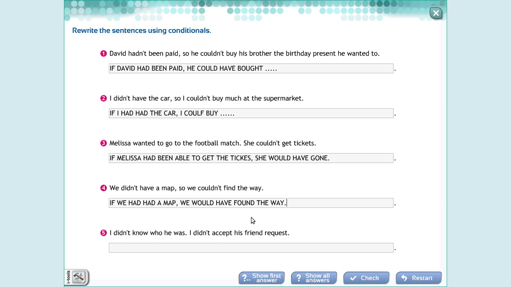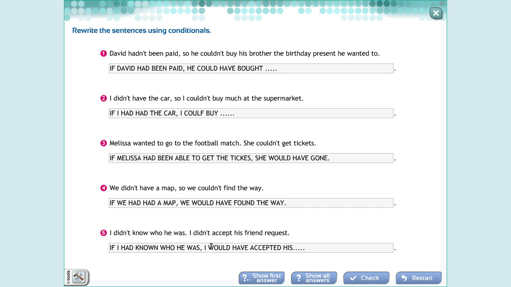I didn't know who he was. I didn't accept his friend request. Se eu soubesse quem ele era, if I had known who he was, I would have accepted his friend request. Mesma coisa, é uma condição do passado. Eu não conhecia ele e eu não aceitei o convite. Já perdi a oportunidade de aceitar o convite, eu neguei.